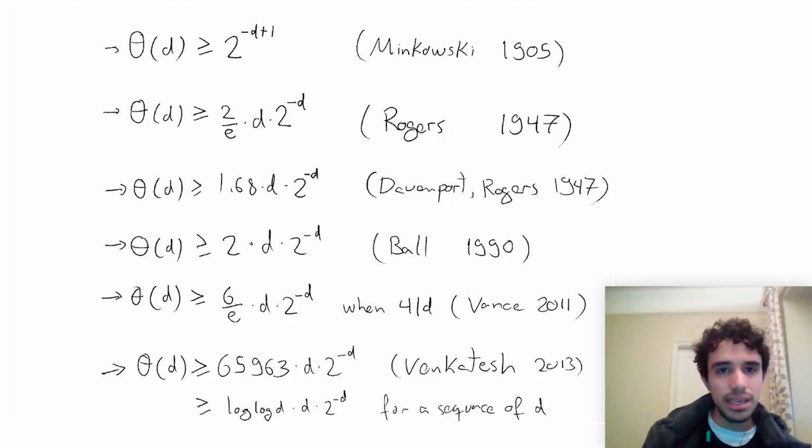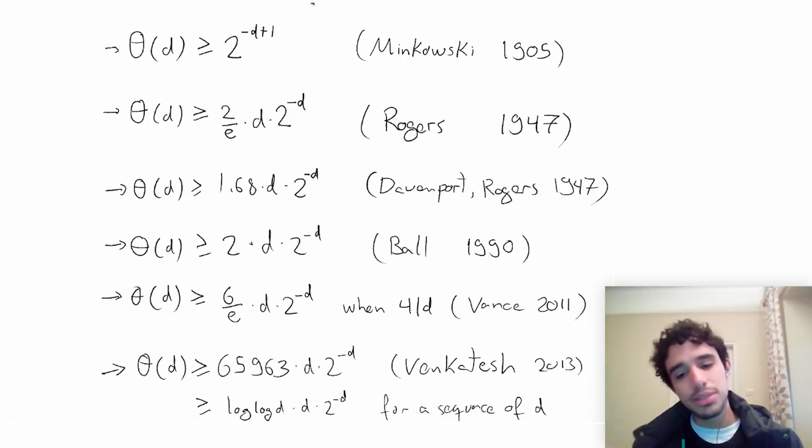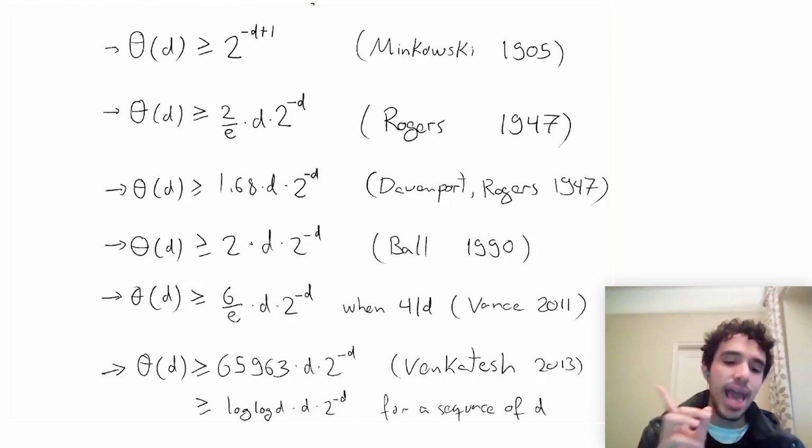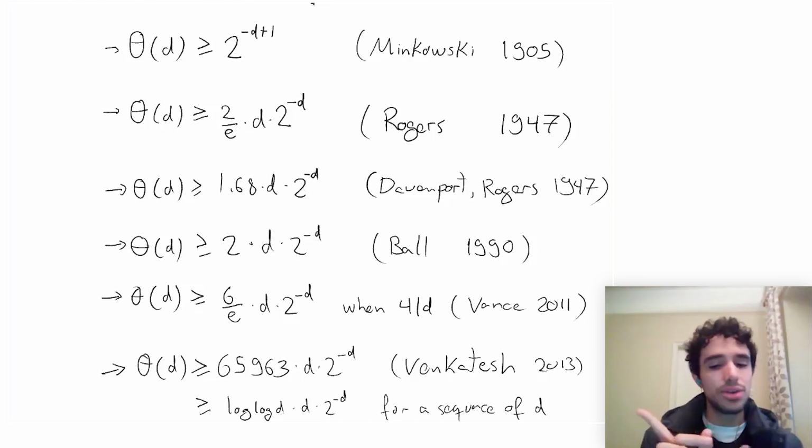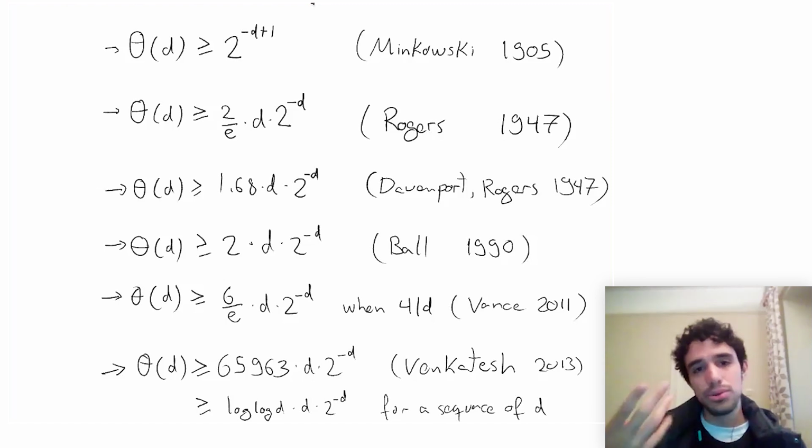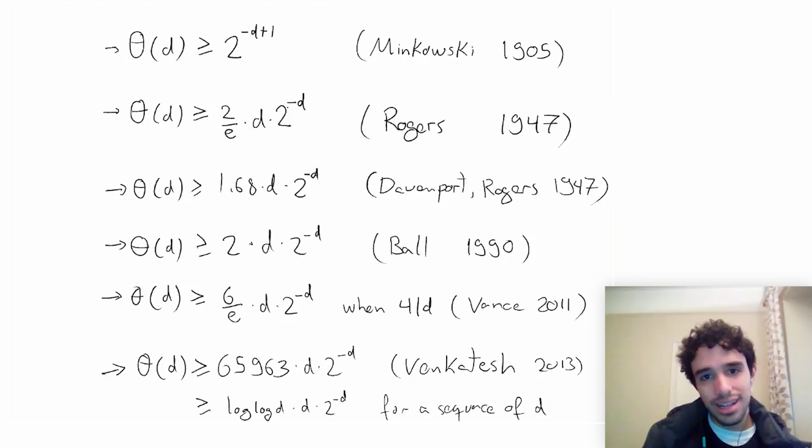Minkowski does better by a factor of 2 by using the following symmetry in the lattice: if a point x is in the lattice, the point minus x is also in the lattice. This doubles the number of points in the sphere packing by using the symmetry. And the idea is that if you put more and more symmetries in your lattice, you can get better bounds. So Rogers used a much more sophisticated technique for analyzing random lattices to get this bound here, 2 over e times d, 2 to the minus d.